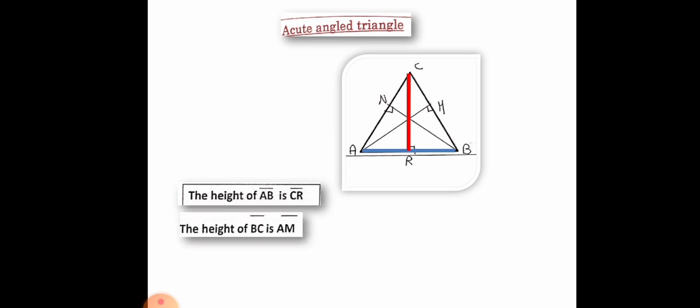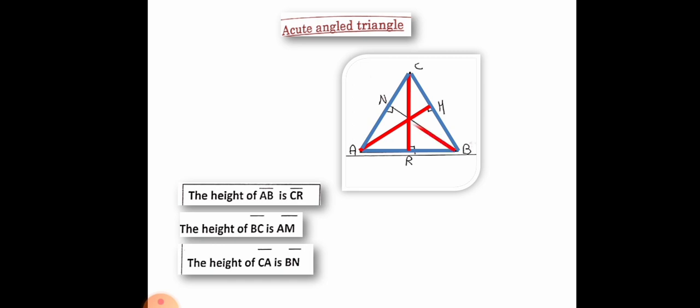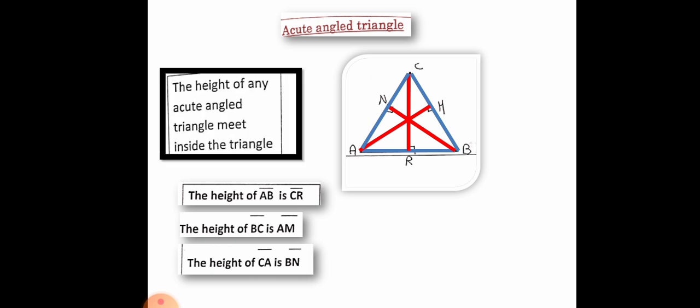While for the side BC, the altitude for it will be AM because it's drawn from the opposite vertex A to the base BC. And the side AC, or CA, the corresponding height or altitude for it would be BN because it's perpendicular. As you can see, the three red lines here are called the altitudes or the heights of this triangle. And also, they all meet at one point.